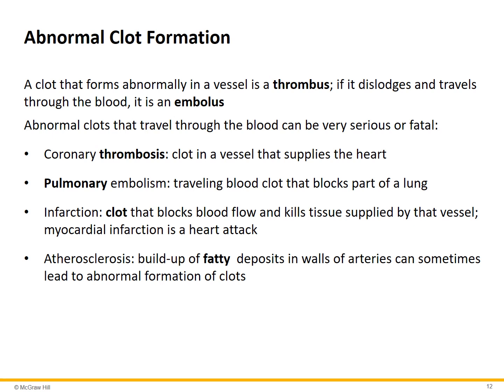So a coronary thrombosis, this is where you have a clot in a vessel that supplies the heart, right, the myocardium. There's a pulmonary embolism. That's where you have a traveling blood clot. It's formed in some other part of the body. For instance, it could be a deep vein in the leg. It breaks off and blocks part of the lung. That can cause death.